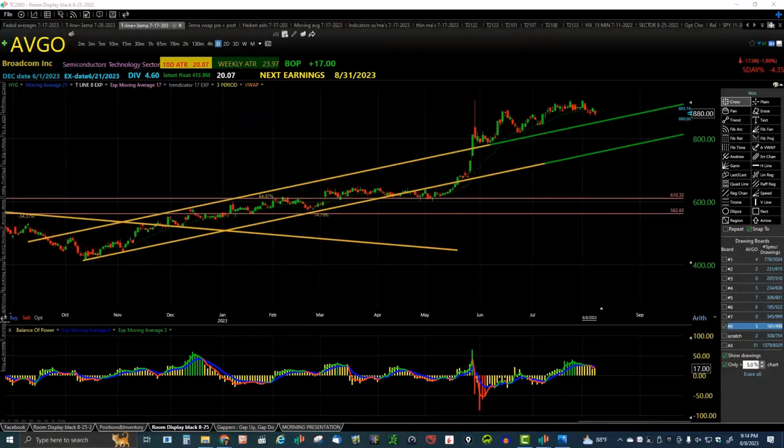So minor support, the tails stick up; major, the tails stick down. Yes, Tom, as long as price is above it, the tails that stick up are the minor, and the major is the tails that stick down.